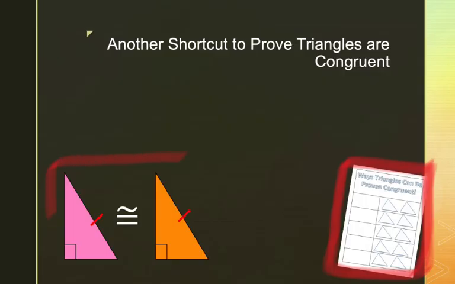What kind of triangles are these right here? Are they straight, are they obtuse, acute, or right? They are right triangles.